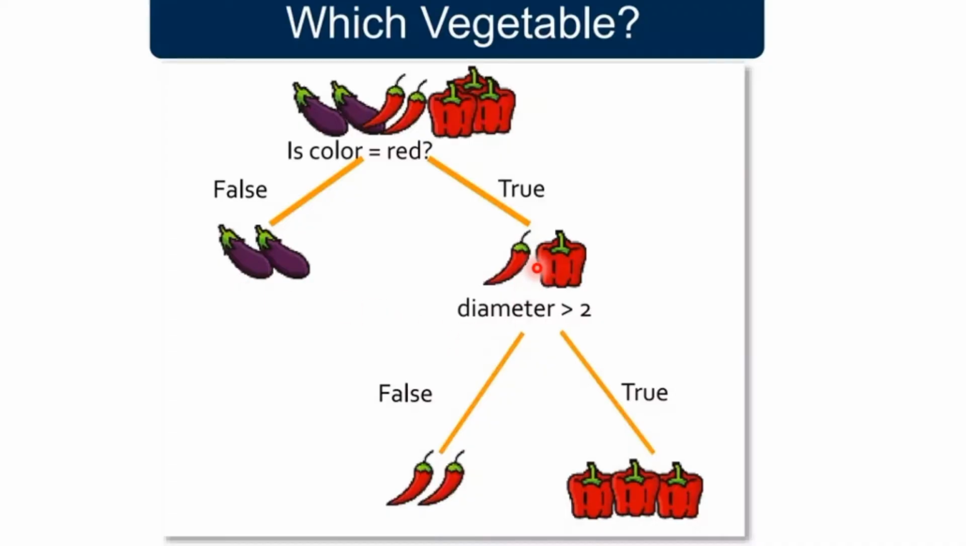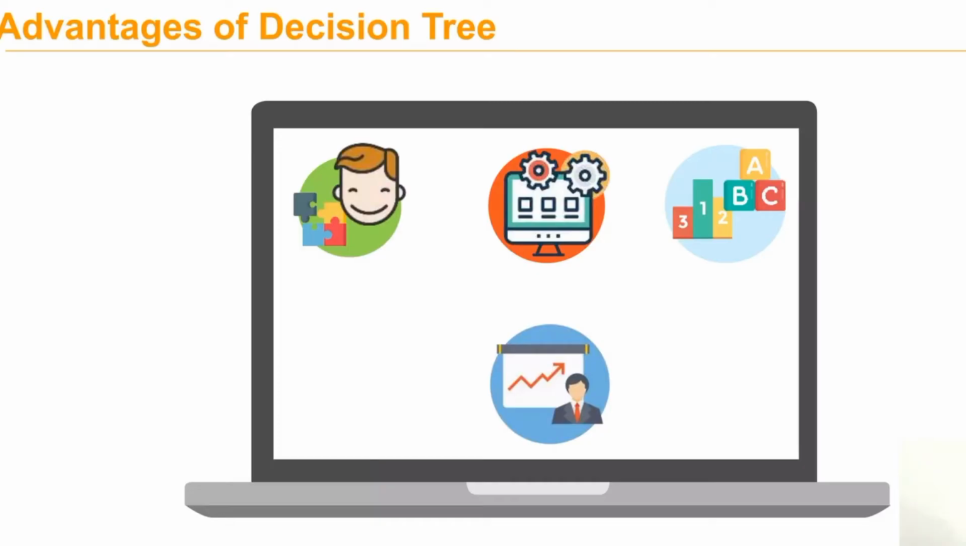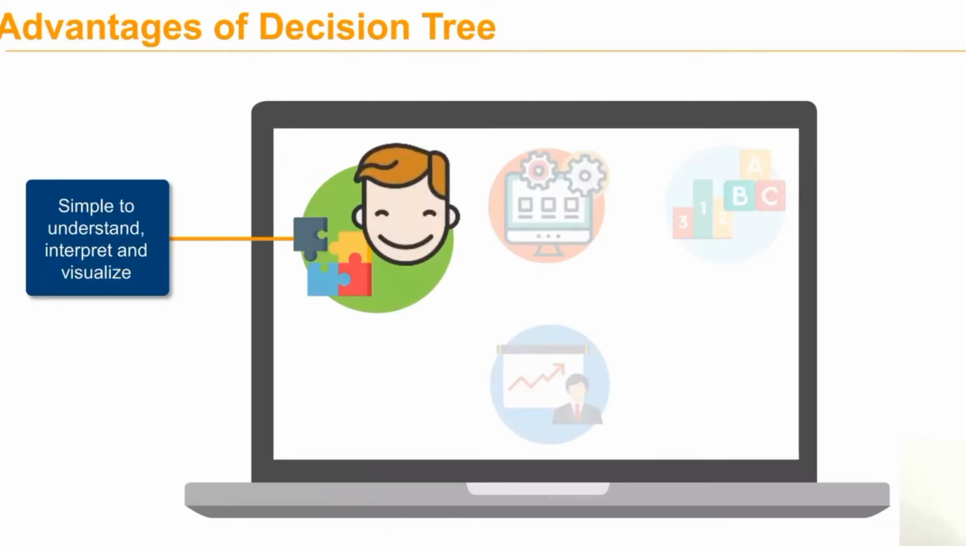Then again, we have to classify them based on the diameter. We can take any type of feature. For example, every object has some unique features, so based on the features, we classify them. If the diameter is greater than 2, it is classified as capsicum. If it is less than 2, it is a false condition, and it is classified as red chilli. Capsicum is identified.